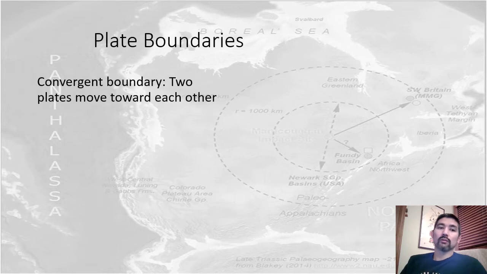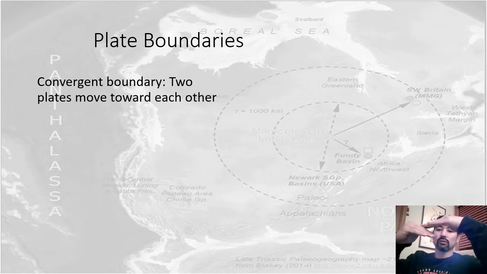The first way that plates move against each other is called a convergent boundary. Two plates are moving towards each other, they crash into each other, and one plate goes on top of another. When one plate is going underneath a different plate, that's called subduction.